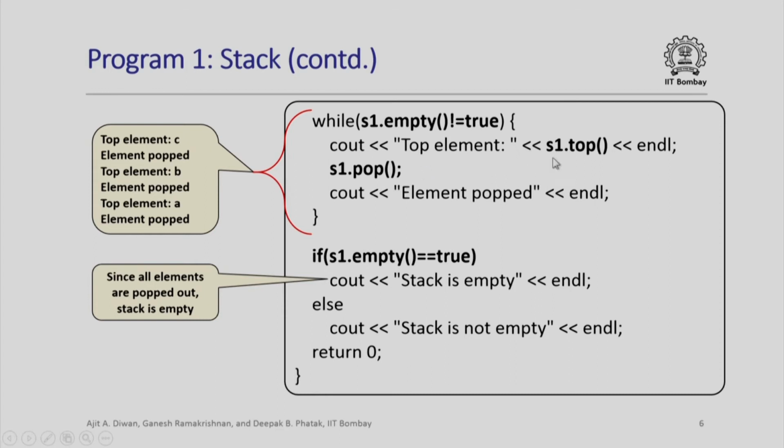The top element is examined by S1.top(). What element will be seen at this juncture? Notice that we had inserted elements A, B and C in that order. So, the top of the stack will be C, and C therefore will be printed. When I pop, C will disappear, and then I will go back again because the stack is not empty.